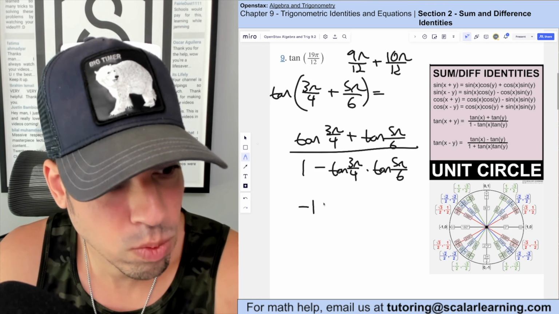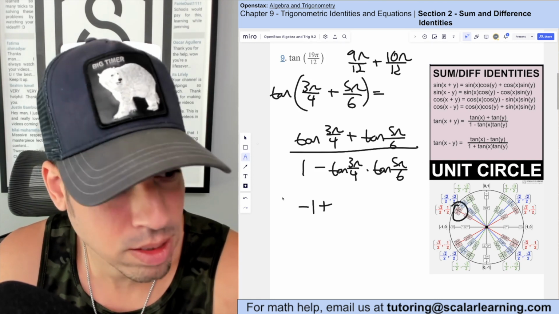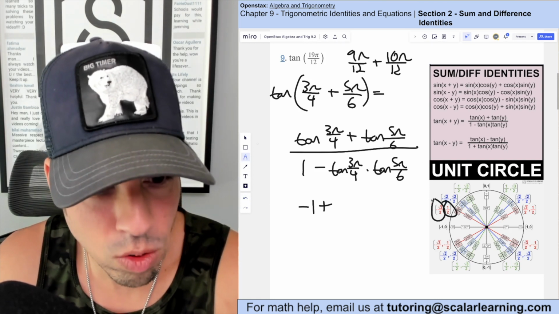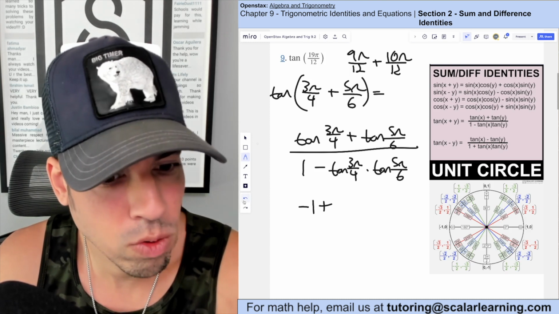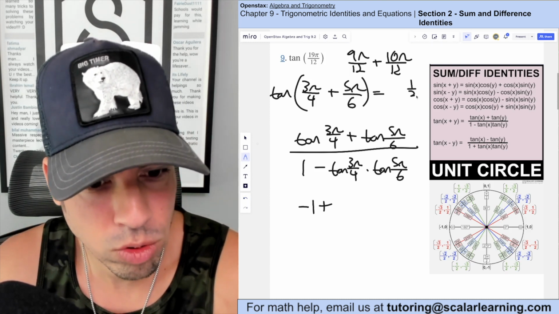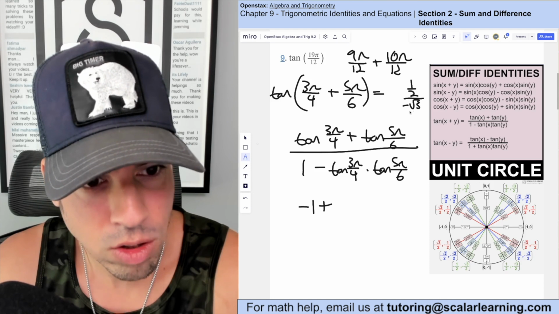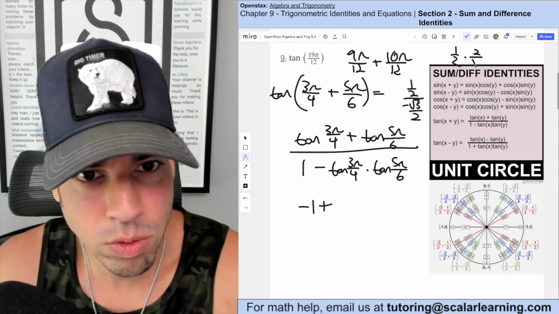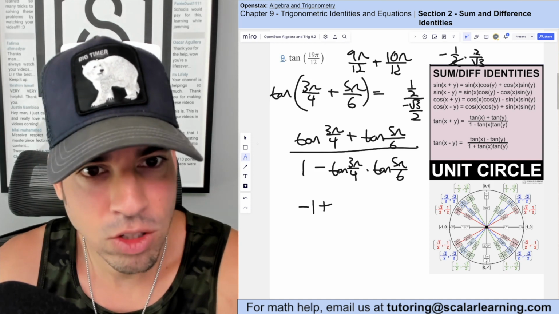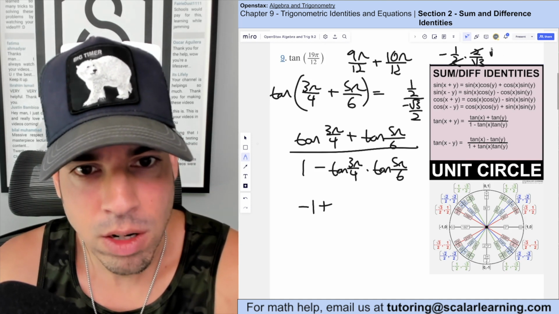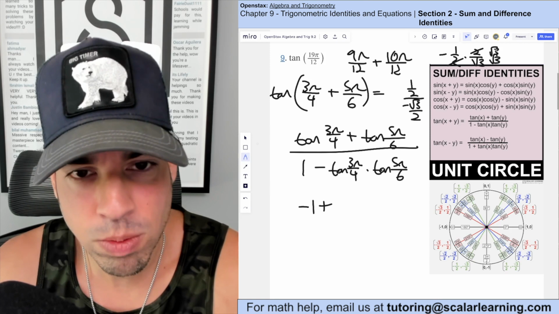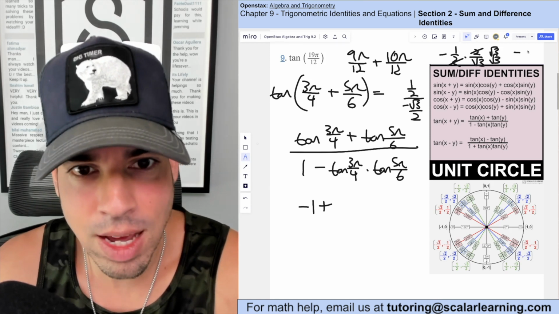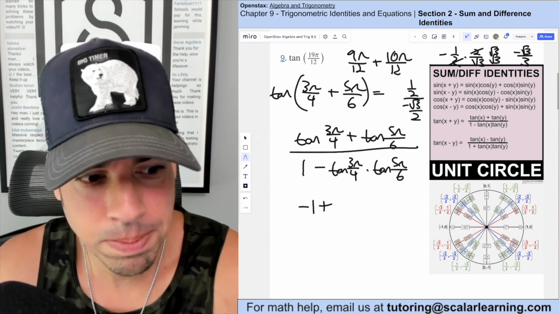So we got negative 1 plus, and then tangent of 5 pi 6, that's again going to be y over x. So 1/2 over negative rad 3 over 2. So check this out, 1/2 over negative rad 3 over 2. It's like 1/2 times the reciprocal of that, which is 2 over rad 3. Again, negative. And then the 2's cancel out. We get 1 over rad 3. Rationalize the denominator by multiplying by rad 3 over rad 3, and we get negative rad 3 over 3.